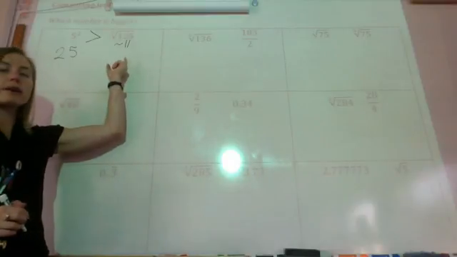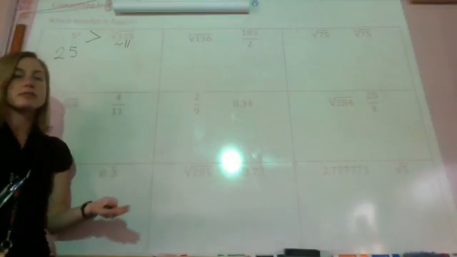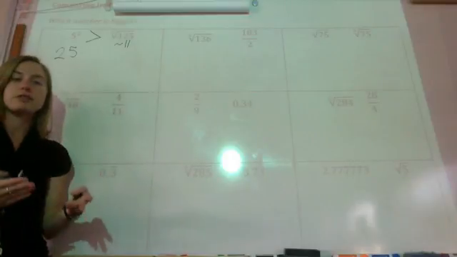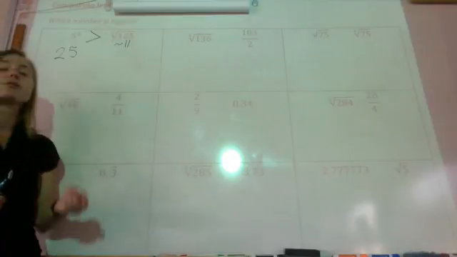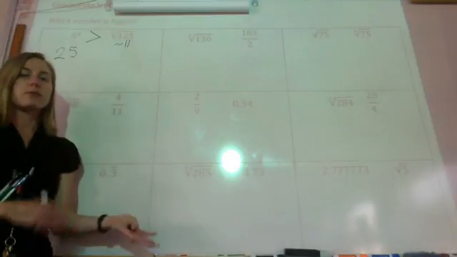So to compare numbers, if we don't need specifics, if we don't need decimals and stuff, you can just find an estimate and then go from there. Here we estimated the square root of 125 as 11, and we knew that 25 was bigger.